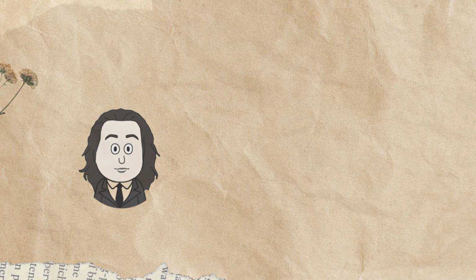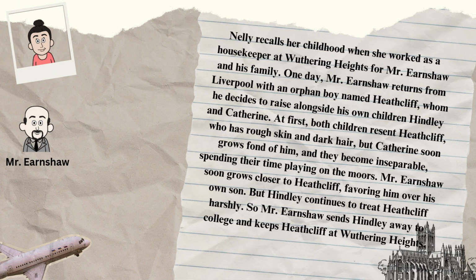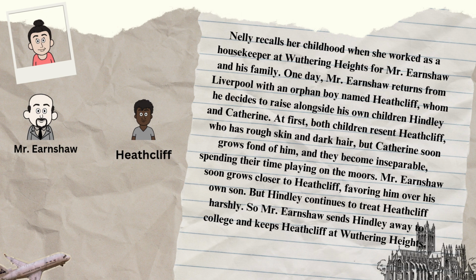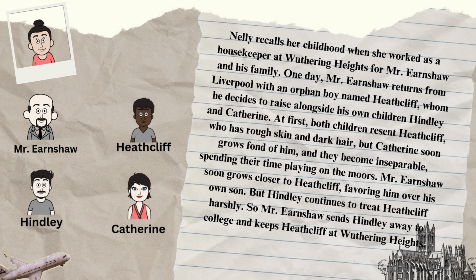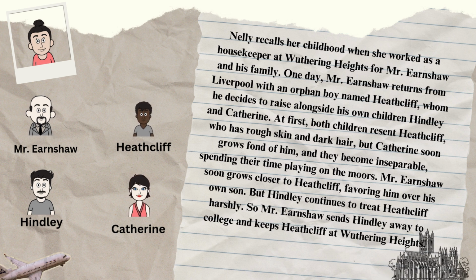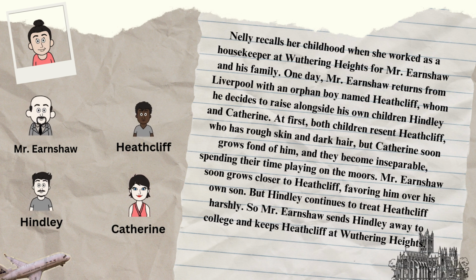Nellie's story begins. Nellie recalls her childhood when she worked as a housekeeper at Wuthering Heights for Mr. Earnshaw and his family. One day, Mr. Earnshaw returns from Liverpool with an orphan boy named Heathcliff, whom he decides to raise alongside his own children, Hindley and Catherine. At first, both children resent Heathcliff, who has rough skin and dark hair, but Catherine soon grows fond of him, and they become inseparable, spending their time playing on the moors. Earnshaw soon grows closer to Heathcliff, favoring him over his own son. But Hindley continues to treat Heathcliff harshly, so Mr. Earnshaw sends Hindley away to college and keeps Heathcliff at Wuthering Heights.